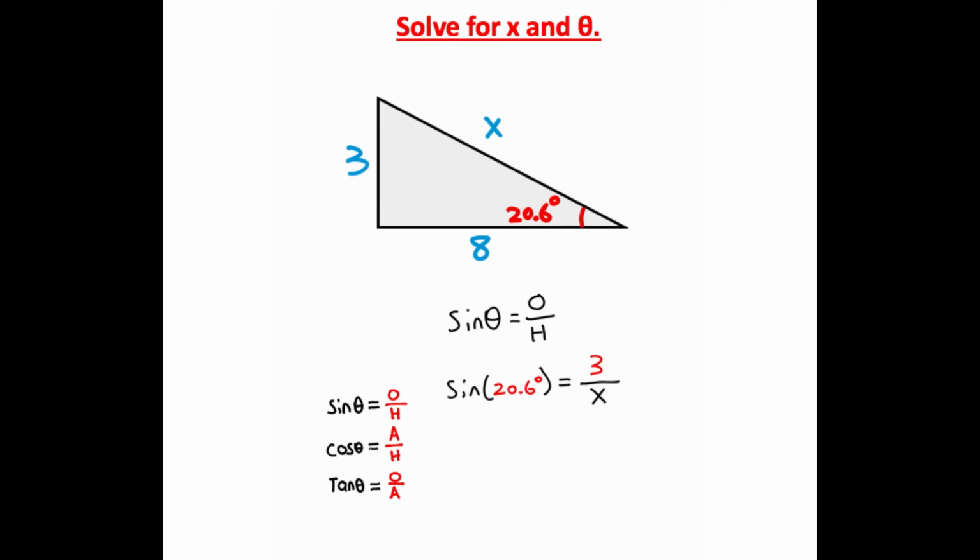The way that I'm going to solve this is by multiplying both sides by x. That gets the x's to cancel. Now I have x times the sine of 20.6 equals 3. Divide both sides by the sine of 20.6, those will cancel, and then I just have x equals 3 over the sine of 20.6. If you type this into your calculator, making sure you're in degree mode, you're going to get approximately 8.53. So this has a hypotenuse of 8.53, and we have just solved this right triangle.